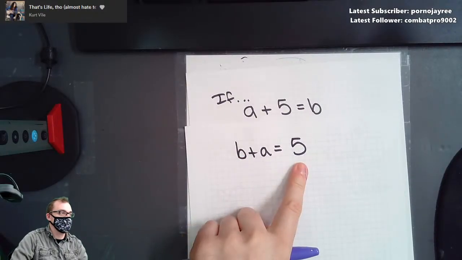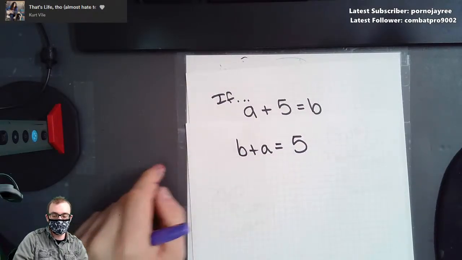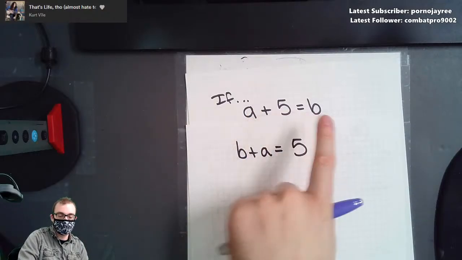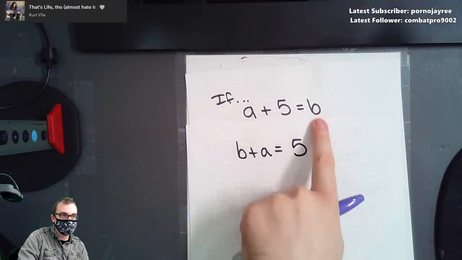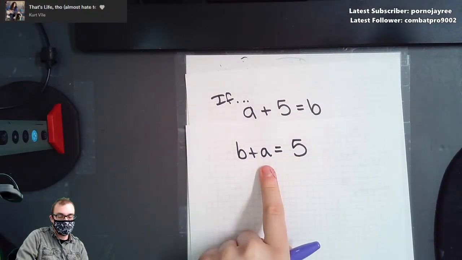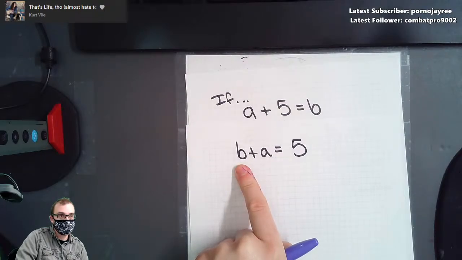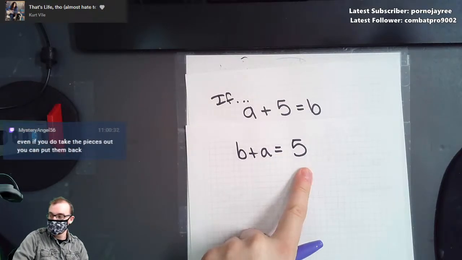Uh-oh. Not the same, is it, Kaylee? See how if I have 5, I get 10? So if A is 5, B should be 10. If this is the same, if A is 5 and B is 10, uh-oh. You see the problem? So it's not the same.